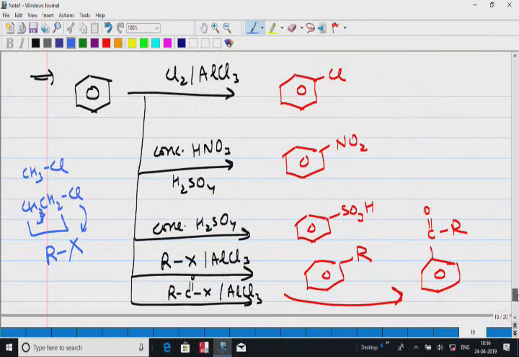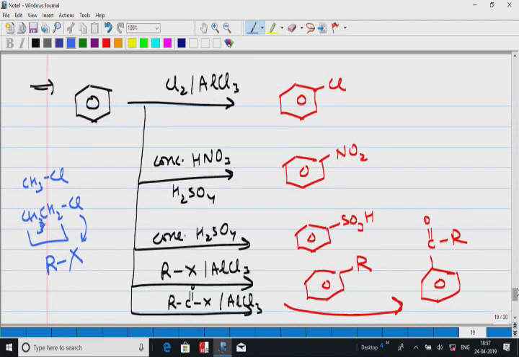Aizwal Center, St. Paul, Satna Center, Senapati Center, and Shillong. Any doubt till now? Okay.